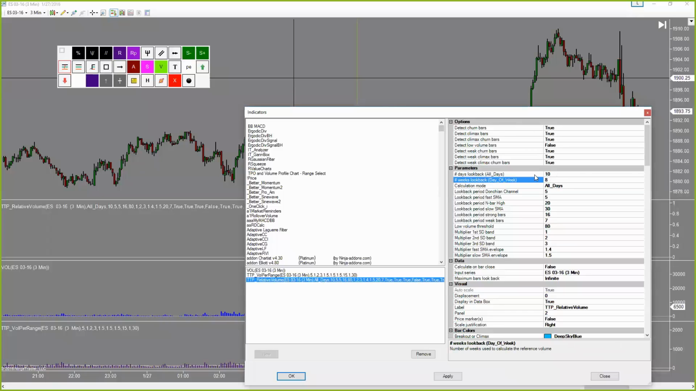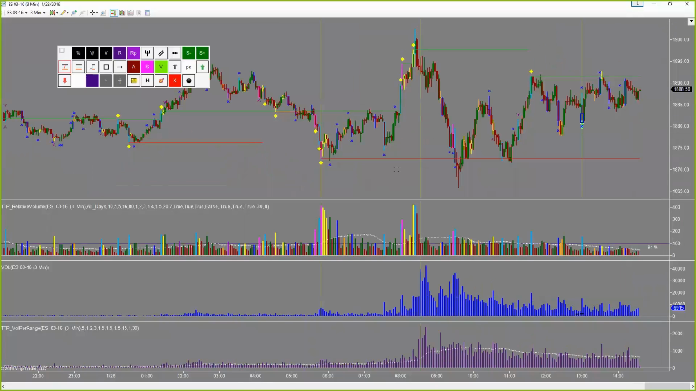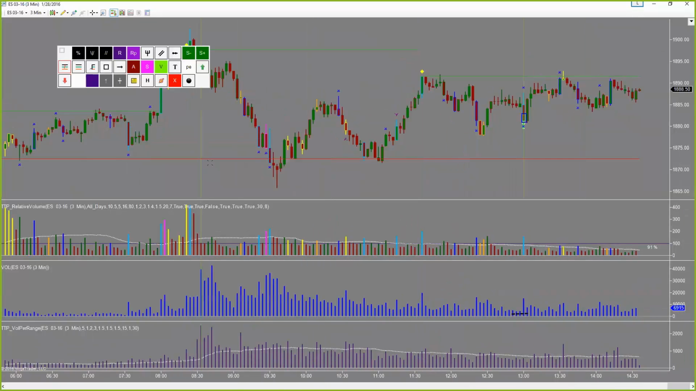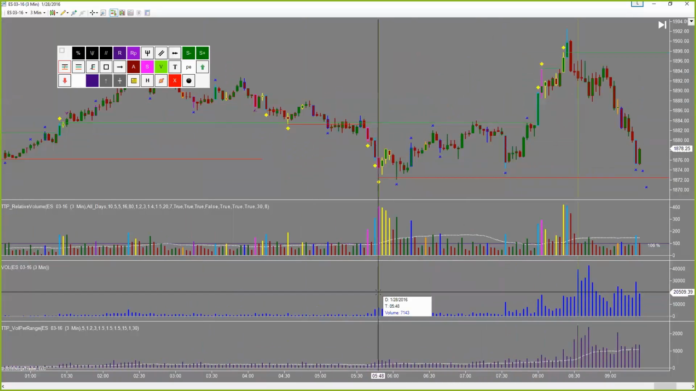We're using 10 consecutive days. So I'm taking that 5:48 bar, averaging the volume of the past 10 days of 5:48 bars, dividing that by 10, and then comparing that with the volume that traded for this bar. So in this case, we had 7,143 contracts changed hands on that bar.